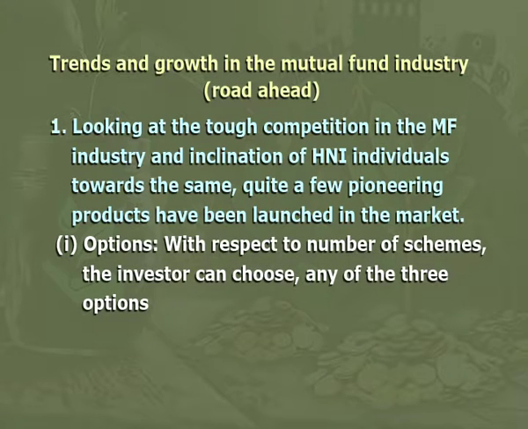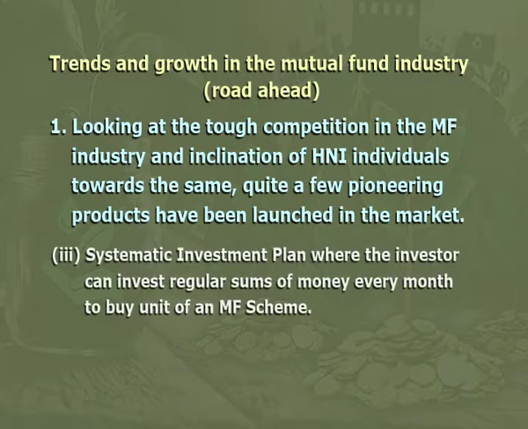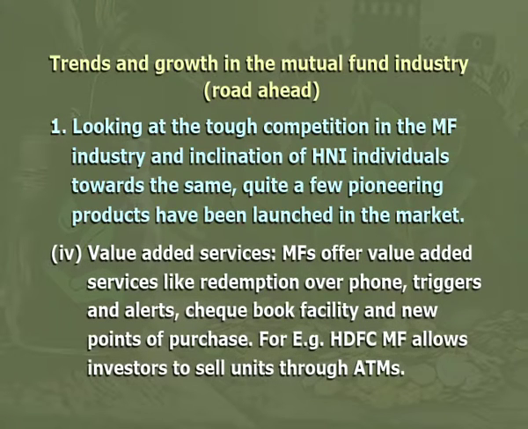A few are: number 1, options. With respect to number of schemes, the investor can choose any of the 3 options. The dividend payout option, where the dividend is paid in cash to investors. Systematic investment plan, where the investor can invest regular sums of money every month to buy a unit of a mutual fund scheme. Value added services.